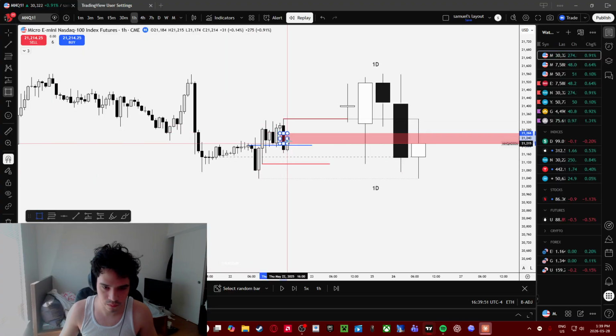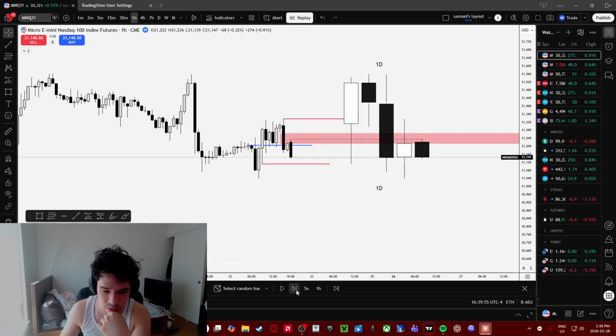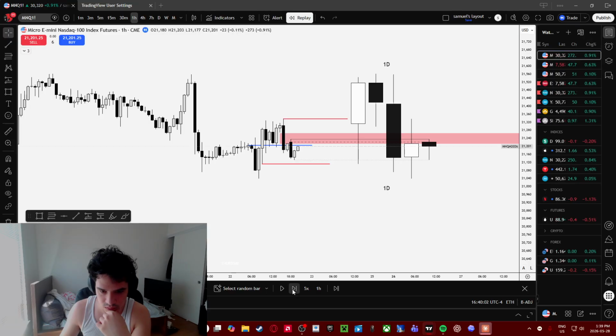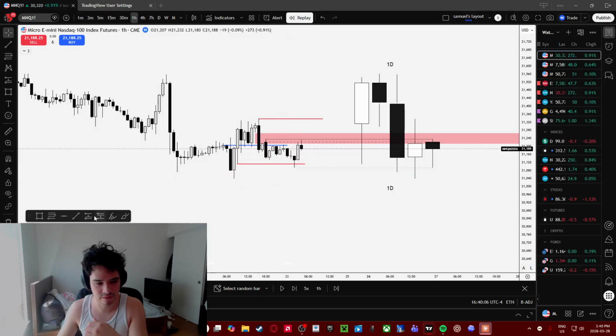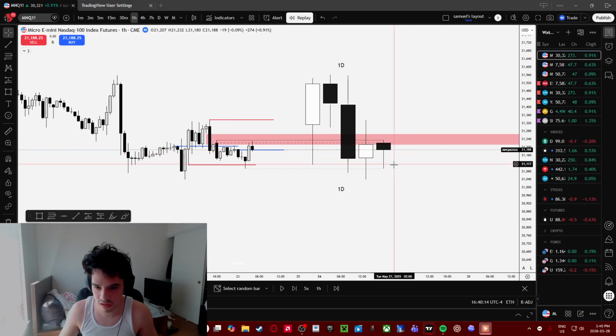So we stay here, and we have a manipulation of low. So we respect that. We're also forming a model against us. So we would want a confirmation. There you go. We get the confirmation. So we have a confirmation that we're bullish now, as well as a new point of interest forming.